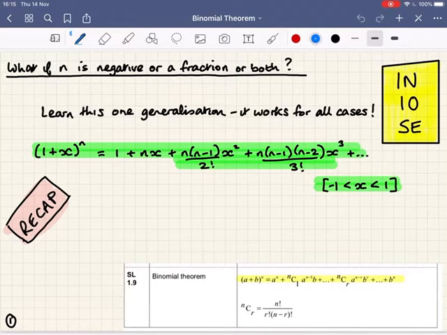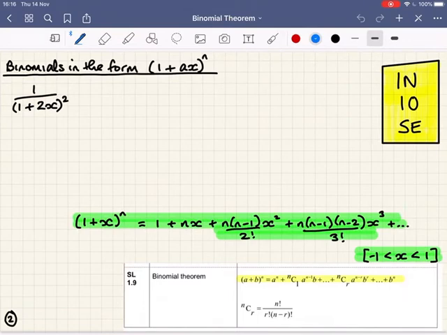The other thing to recap is we'd said because this needs to be a convergent series, in other words, each term getting closer and closer together, that this was only going to work for cases where x was a value between -1 and 1.